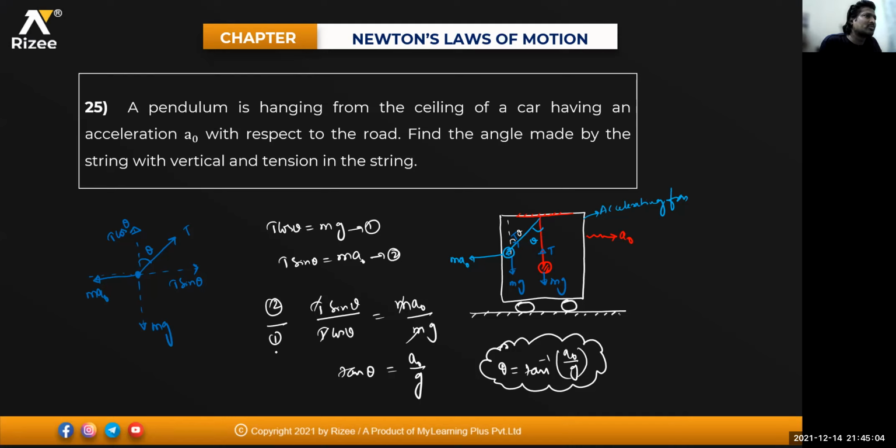So dividing equation 2 by equation number 1, T and T get cancelled. Sin by cos is m a naught divided by mg. m gets cancelled. So sin by cos is nothing but tan. Tan theta is equal to a naught by g. So theta is equal to tan inverse of a naught by g. Clear?